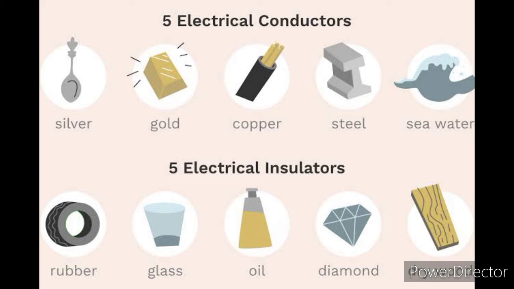Then if you look below, we have insulators. All these are examples of insulators: your rubber, your glass, your oil, your diamond, and your dry wood. They are all examples of insulators.